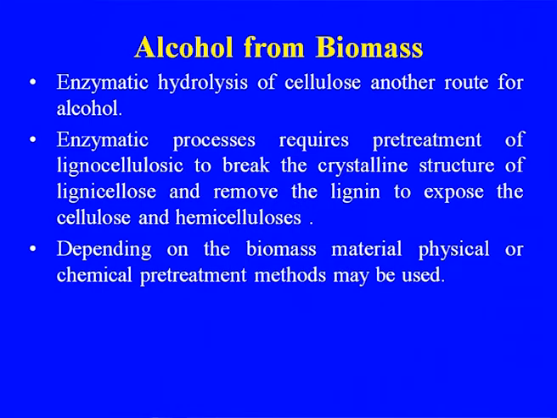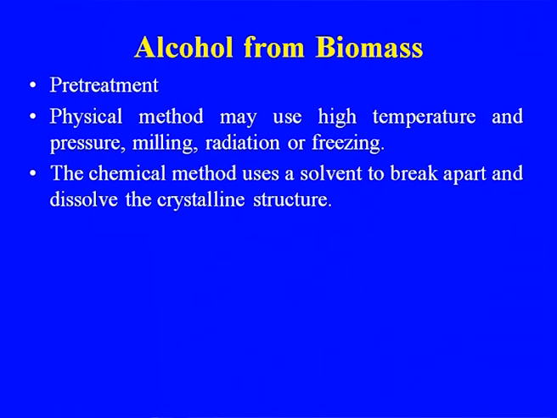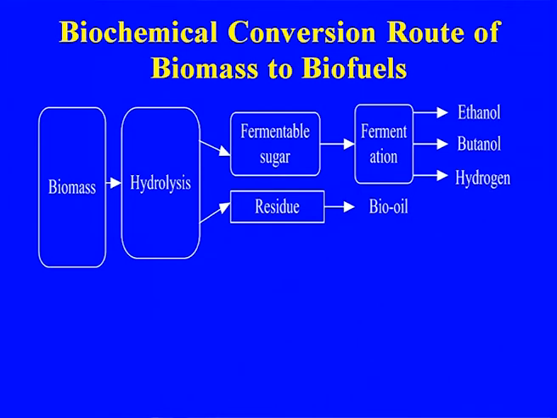The enzymatic process requires pre-treatment of lignocellulose to break the crystalline structure of the lignocellulose and remove the lignin to expose the cellulose and hemicellulose, and this is the reason why lignin removal is very important. Depending on the biomass material, physical or chemical pre-treatment methods may be used. The physical treatment method may use high temperature and pressure, milling, radiation, and freezing. The chemical method uses solvent to break apart and dissolve the crystalline structure. These are the steps involved: biomass goes to hydrolysis, fermentable sugar, and then the residue, and then the fermentation process gives ethanol, butanol, or hydrogen, whatever the product you want.